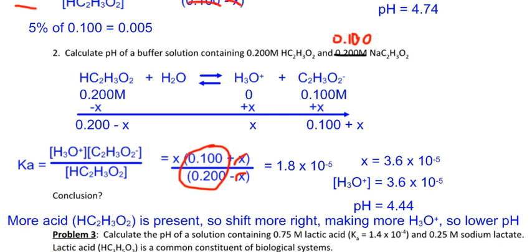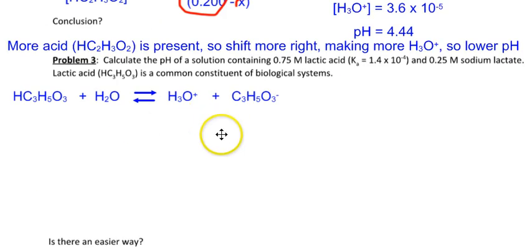And now let's do problem number 3. Okay, so here you calculate the pH of a solution containing 0.75 molar of lactic acid and 0.25 molar of sodium lactate. Lactic acid is a common constituent in biological systems. If you are working out and your muscles are really getting tired and they hurt, you probably have a buildup of this lactic acid. So why don't you go ahead and pause this, work this whole problem through, and see how you do.